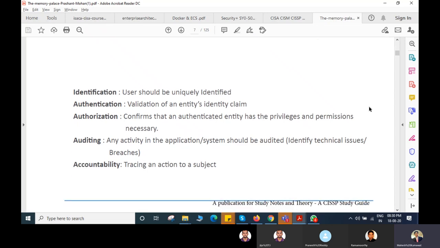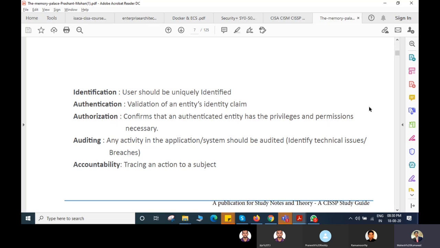Authorization confirms that an authenticated entity has the privileges and permissions necessary. So whether you are authorized or not, whether you have the permissions and privileges or not. As a matter of fact, you have identity and access management and privileged access management, which you will check in cloud computing and different areas. Then we talk about auditing: any activity in the applications and systems should be audited. Whatever activities you have performed will be checked in the logs.